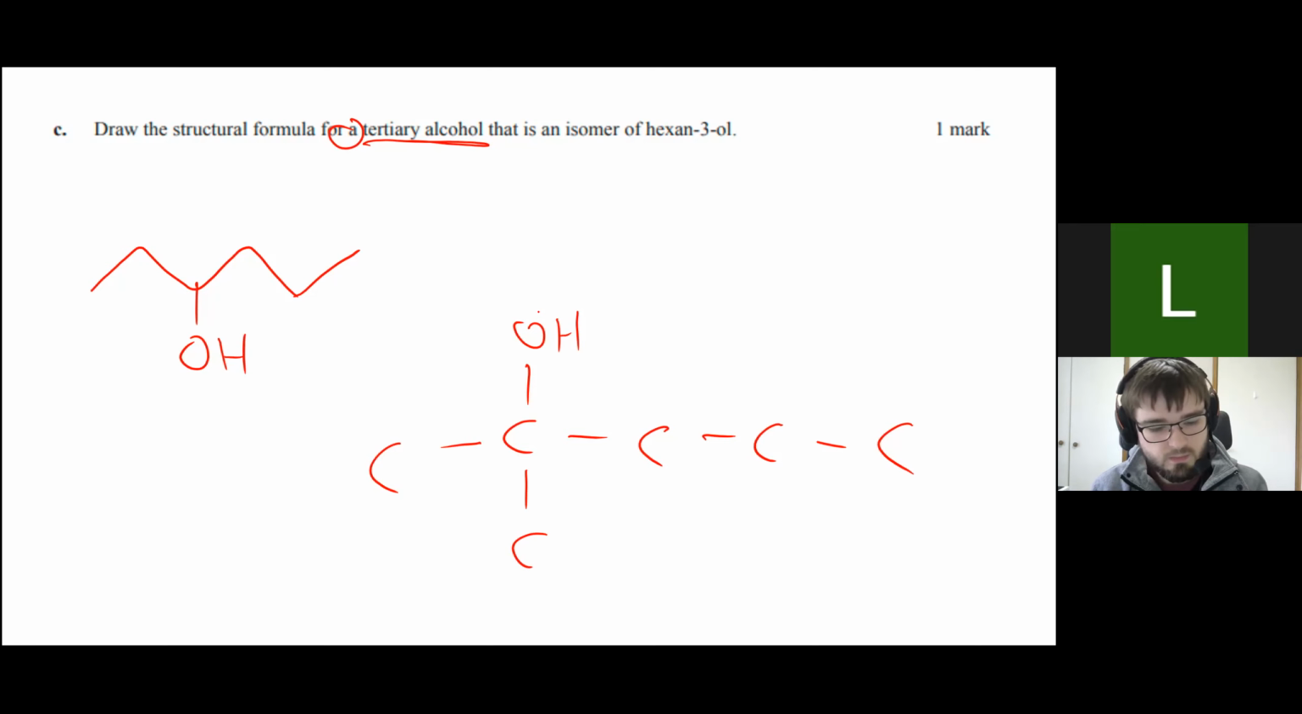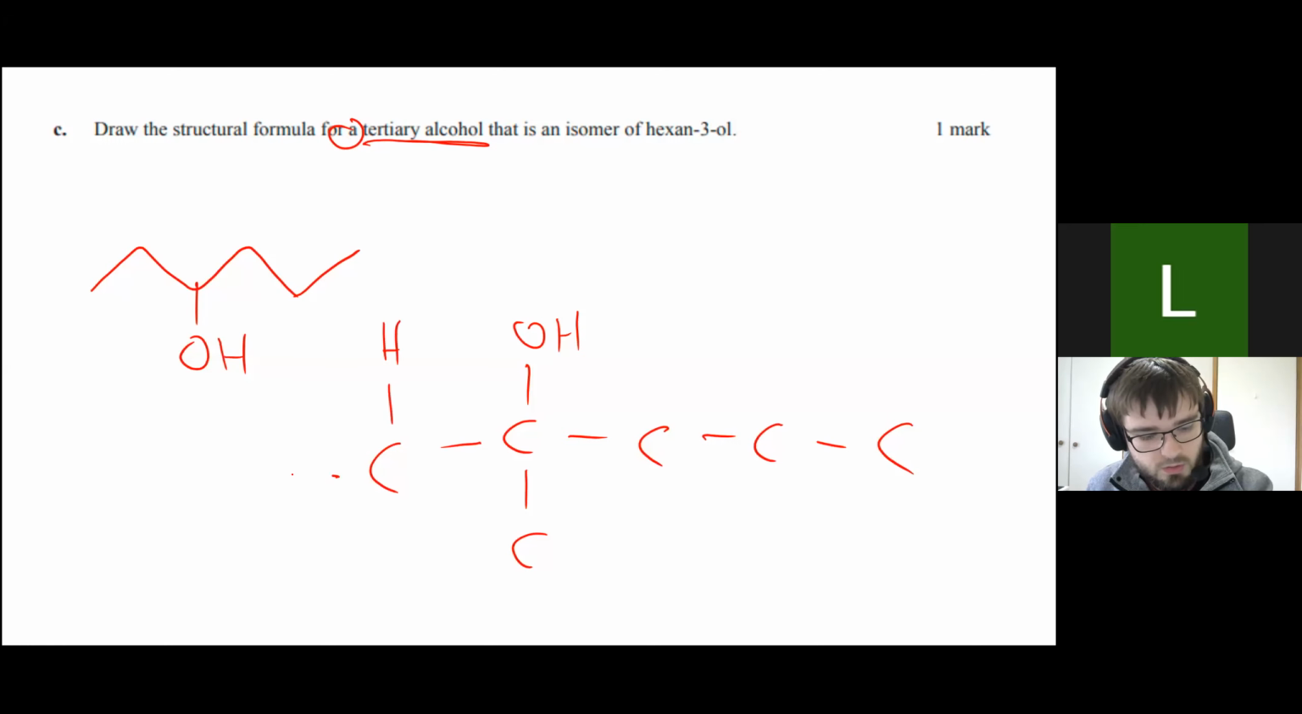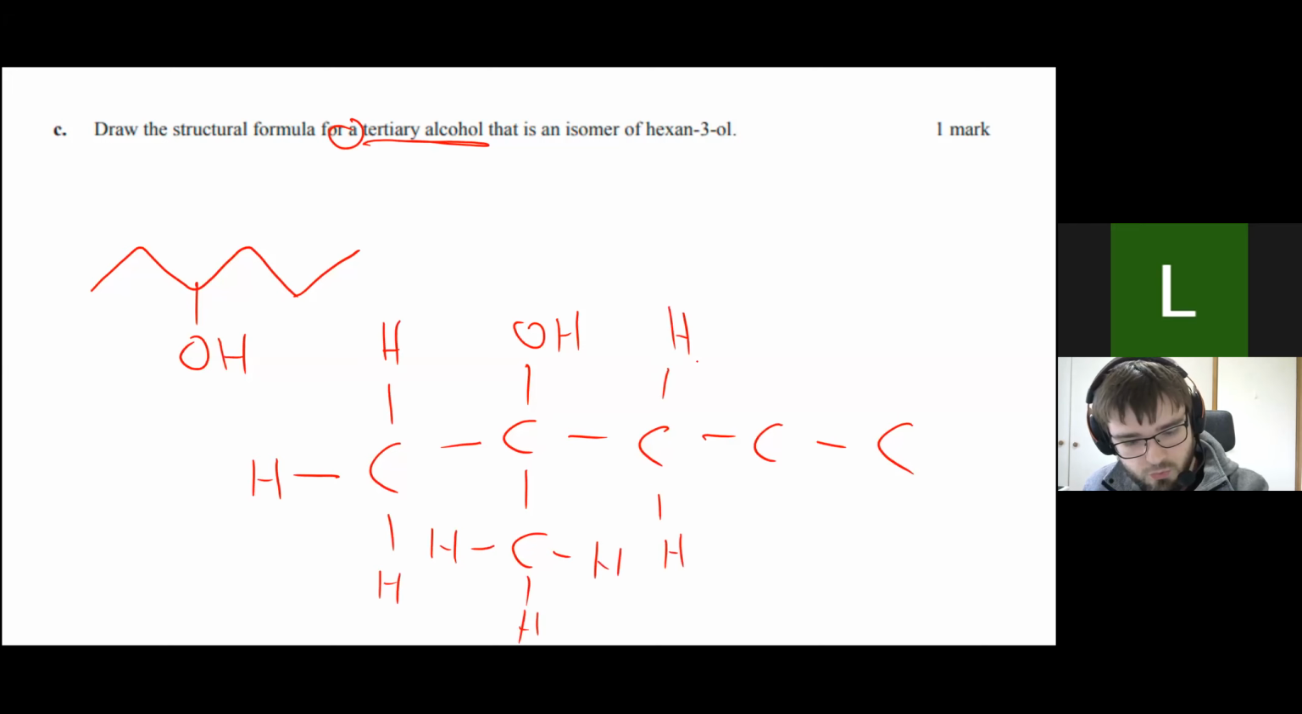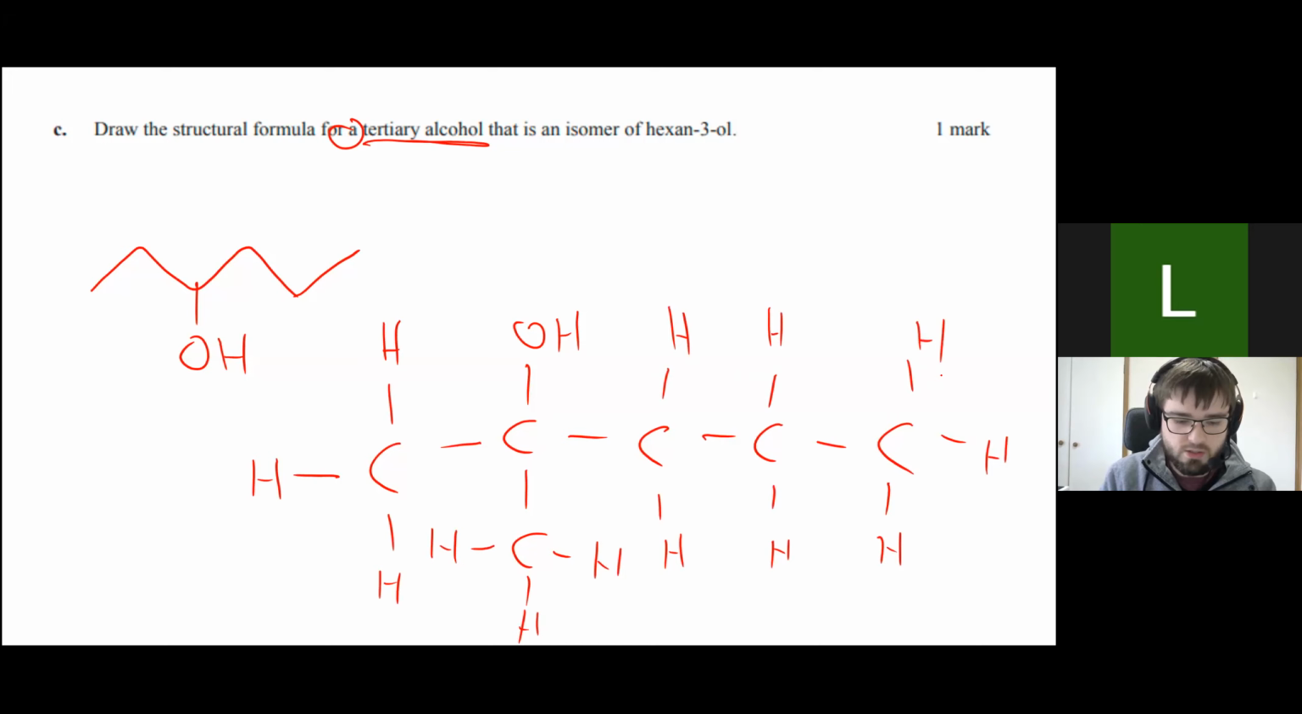So if I draw all the hydrogens on, and note that it says structural formula, which means that we're going to need to add all our hydrogens on. If it said skeletal, we wouldn't even need to write the C's here. So if we counted up all the hydrogens here, it should have the same amount as on here.